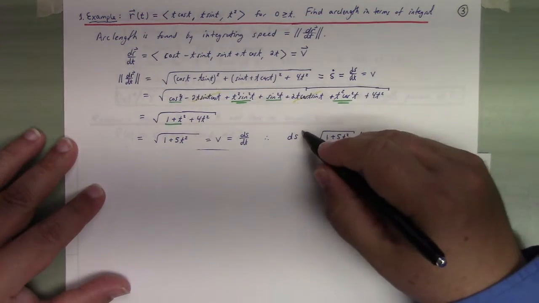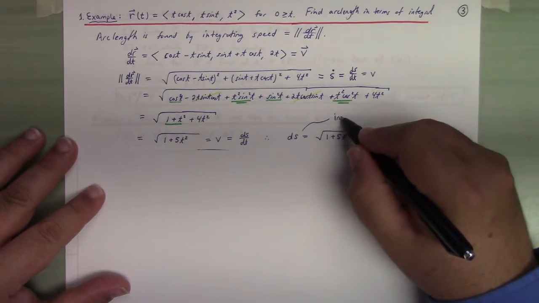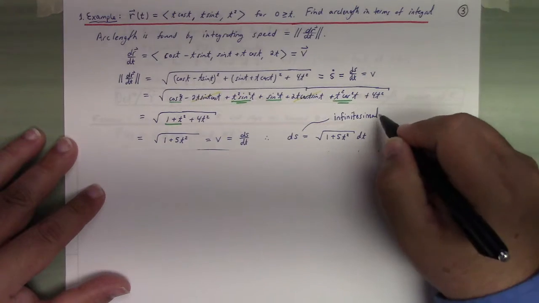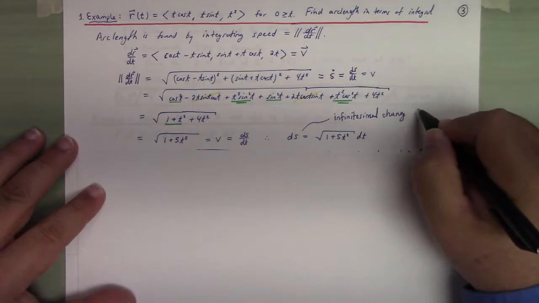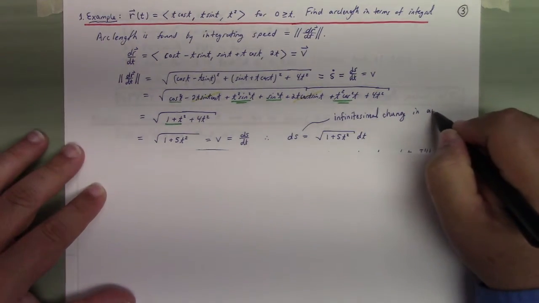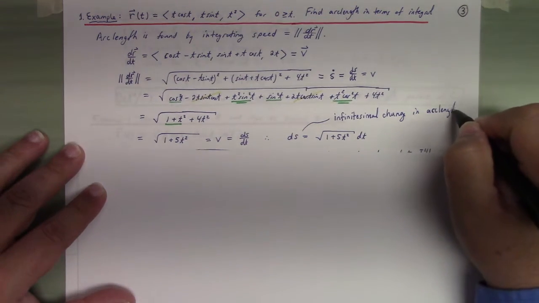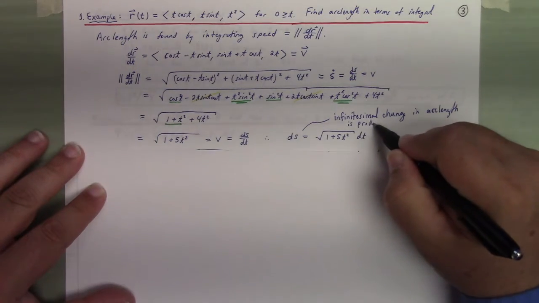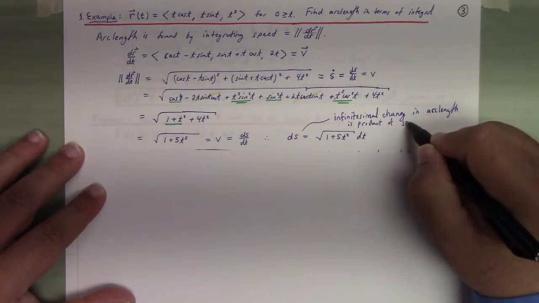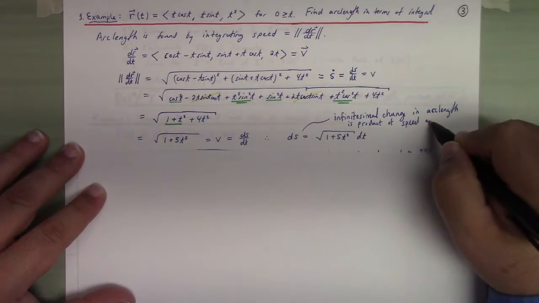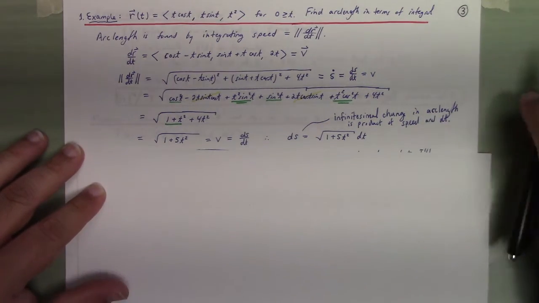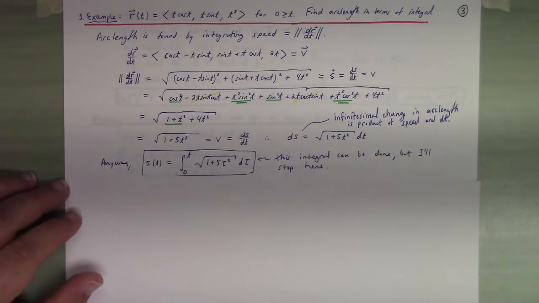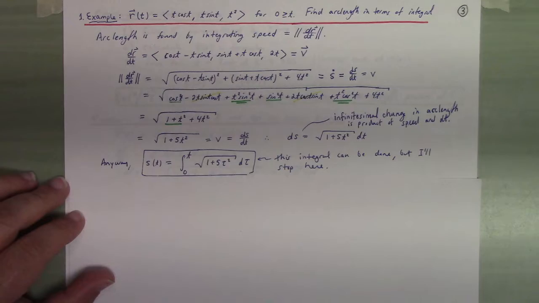And I just said something I probably should write out. I said the infinitesimal change in arc length is the product of speed and dt. Okay, anyway, and then we integrate that to get the actual arc length, but that's all we can do.